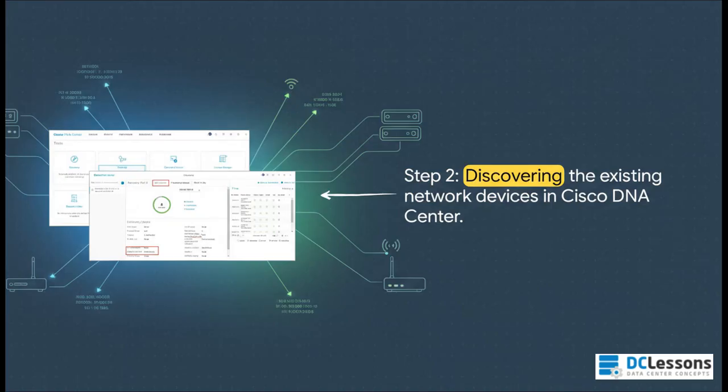Inside the tool, you just give it the IP range of your network and the credentials it needs, like SNMP for monitoring and SSH for configuration. DNA Center then just goes out, probes the network, finds all your compatible switches and routers, and pulls them into its central inventory. This is really that first step toward having true centralized management.